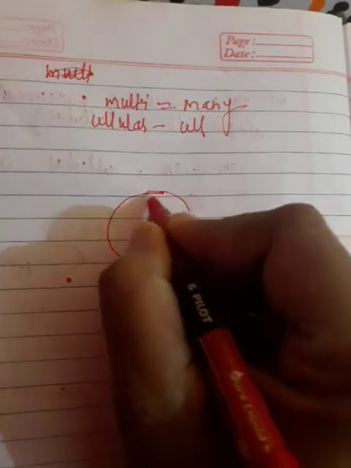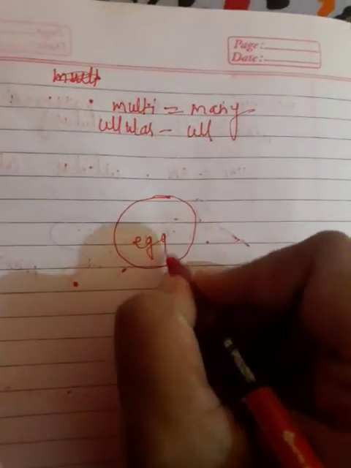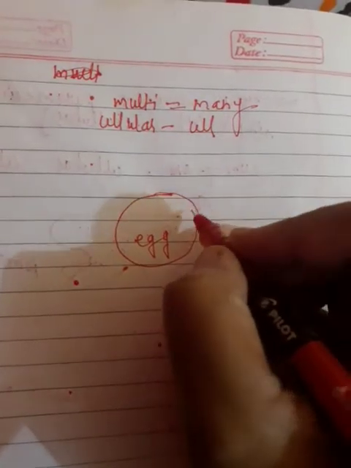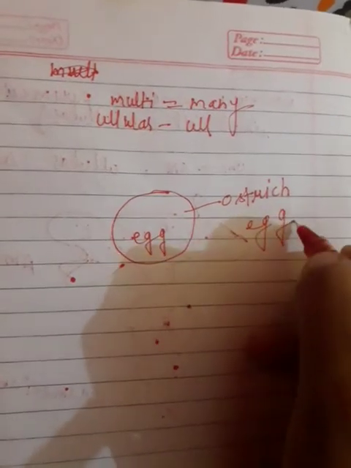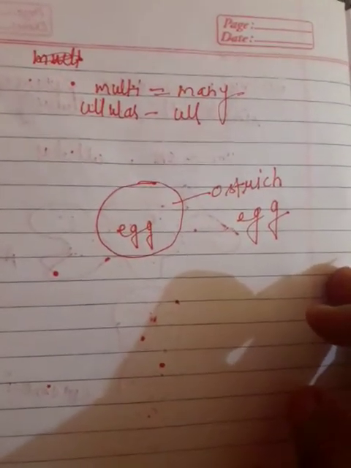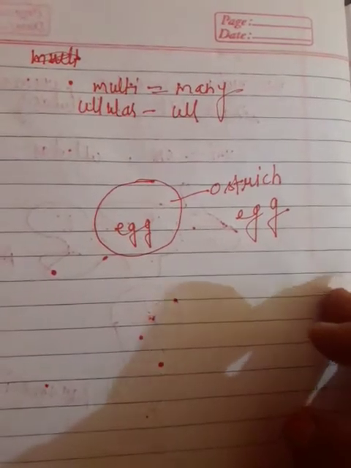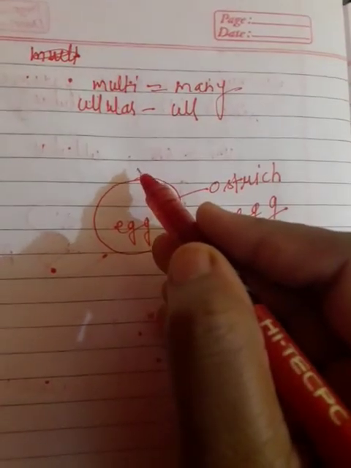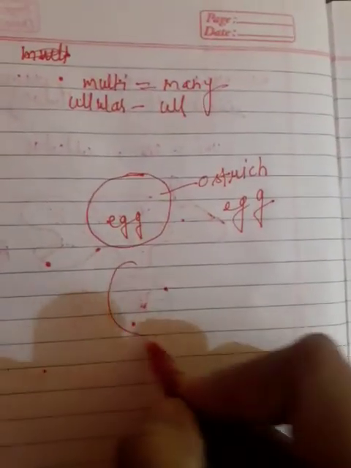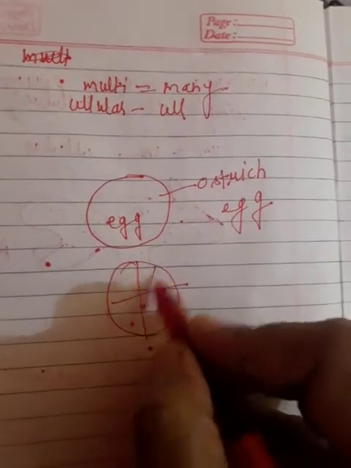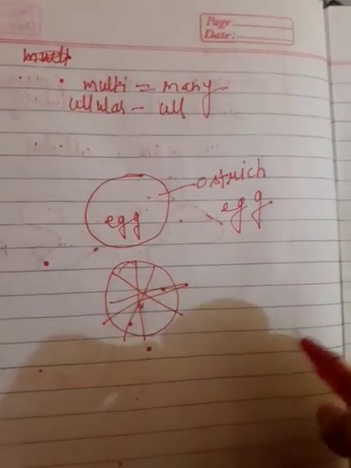However, life even in multicellular organisms begins from a single cell, and this single cell is the fertilized egg. This is an ostrich egg, a fertilized egg. The single cell, the fertilized egg, multiplies repeatedly, and the number of cells thus increases as development takes place. First it divides into 4, then 8, then 16, then 32, 64, like this.